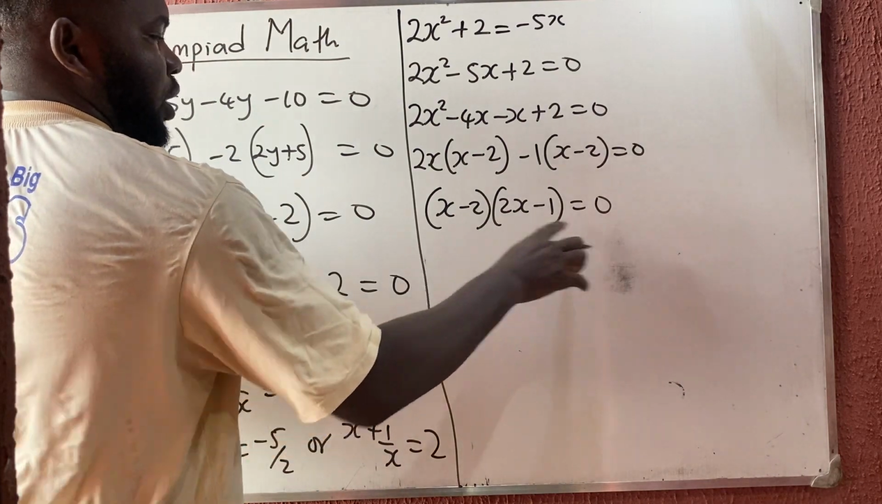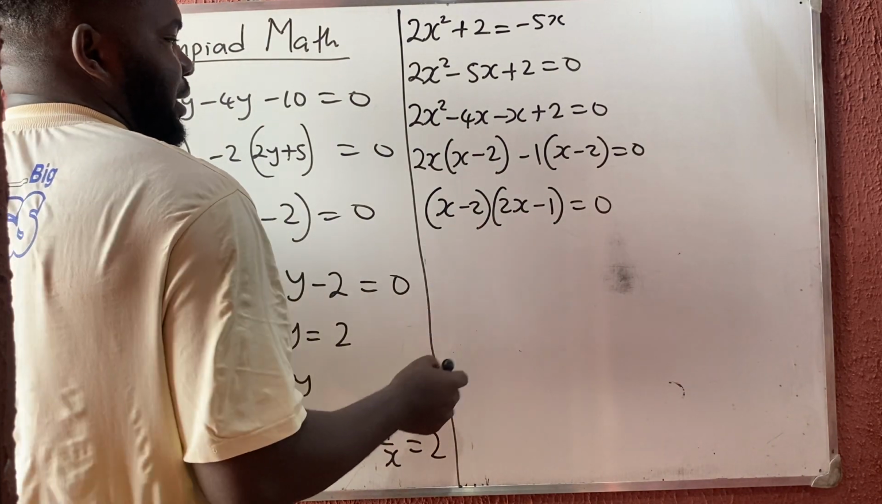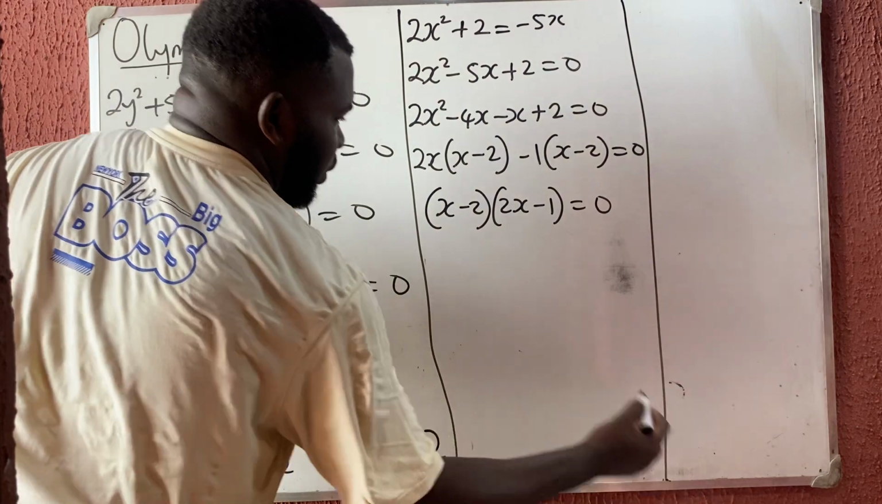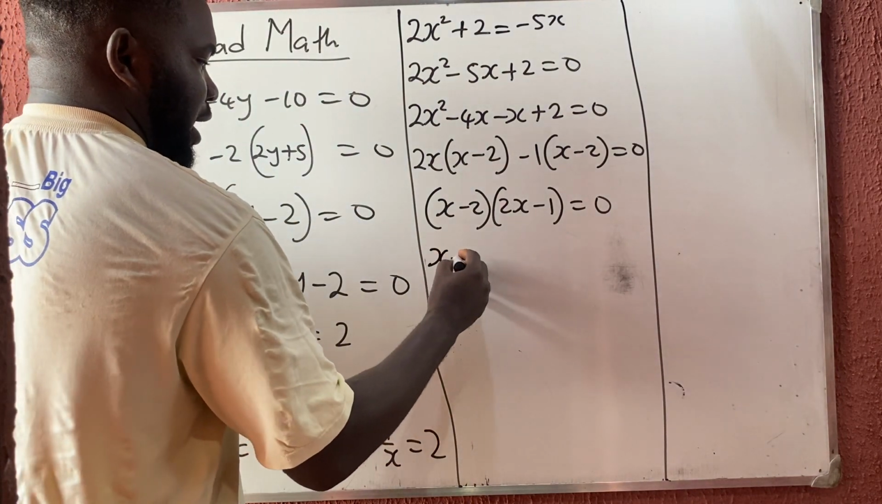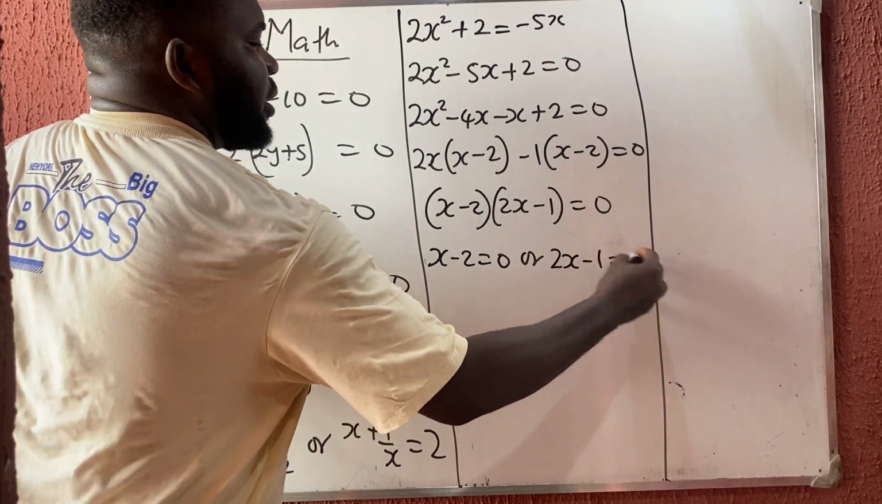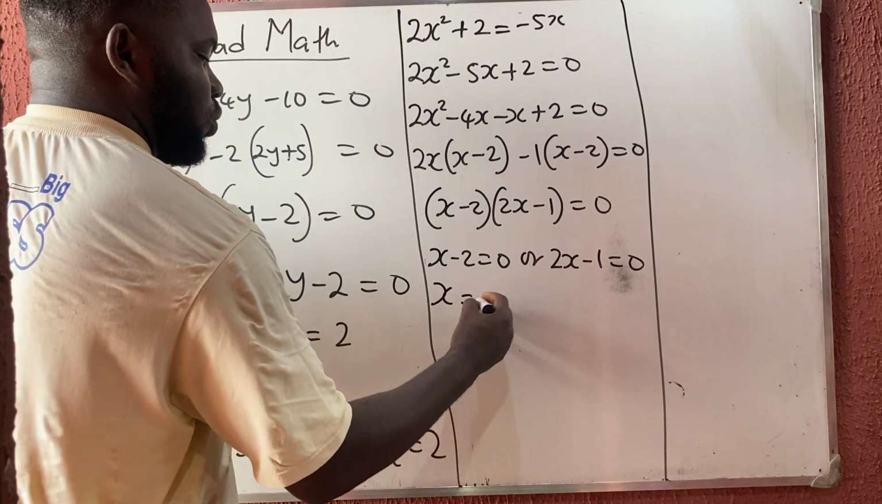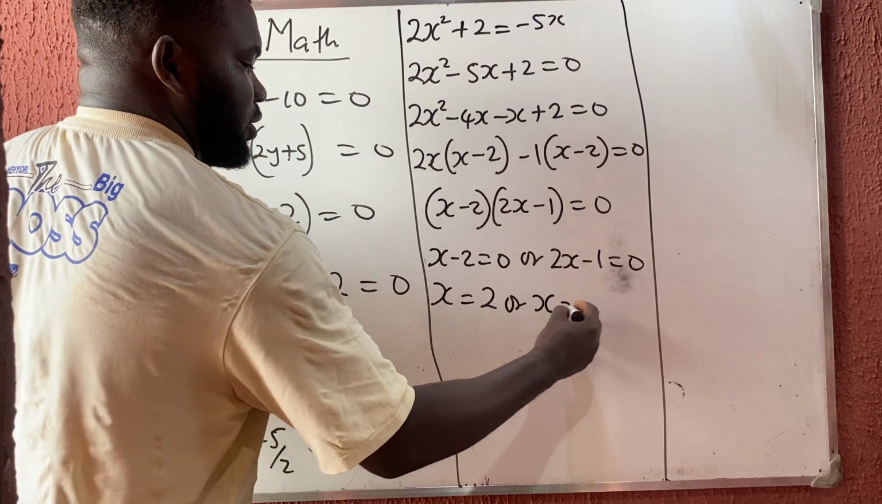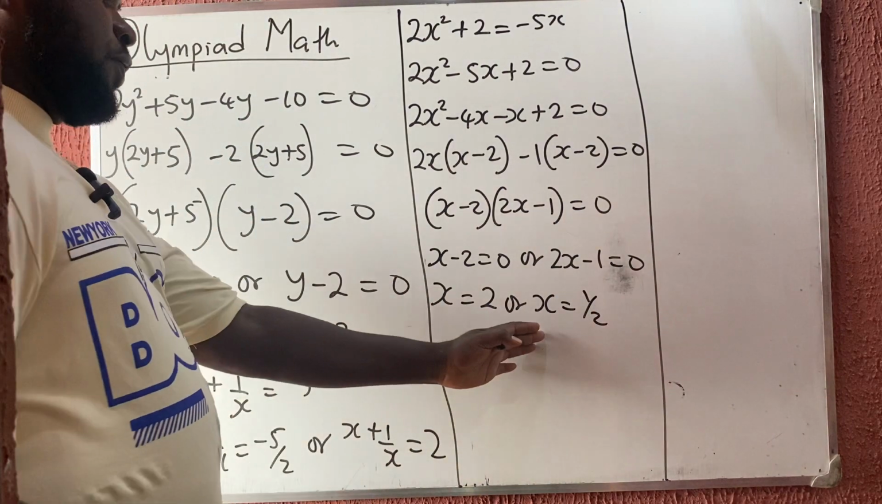So finally, when the product of two things is equal to 0, automatically one of them must be 0. So what does it mean now? It means that x minus 2 is 0, or 2x minus 1 is 0. So finally, x is equal to 2, or x is equal to 1 over 2. Now, this is for the first side.